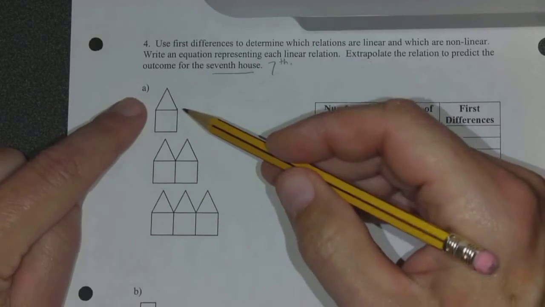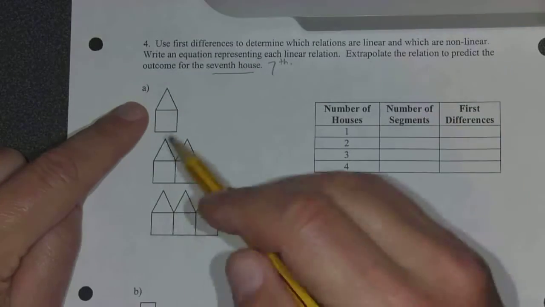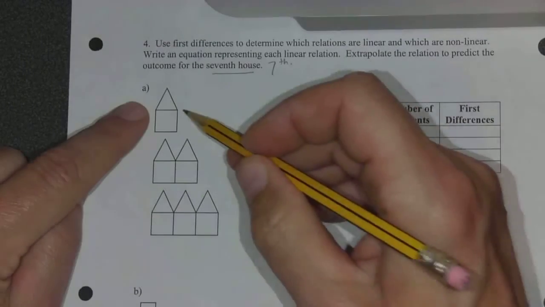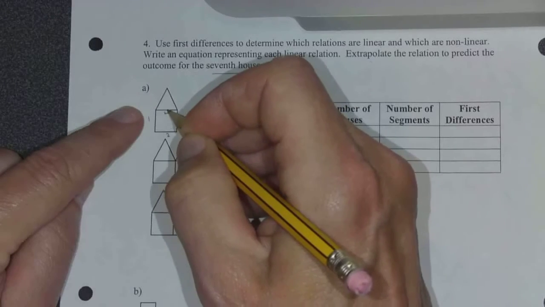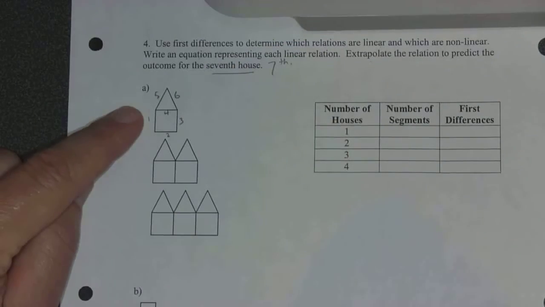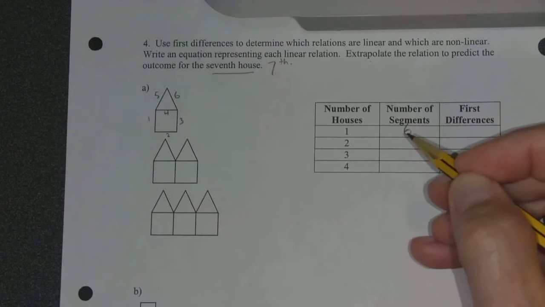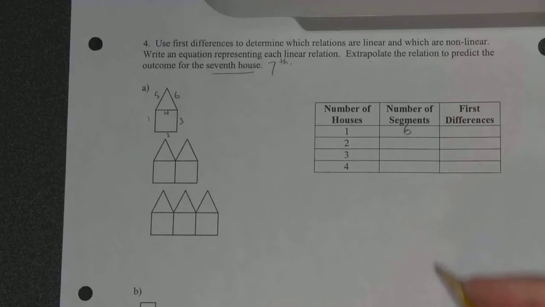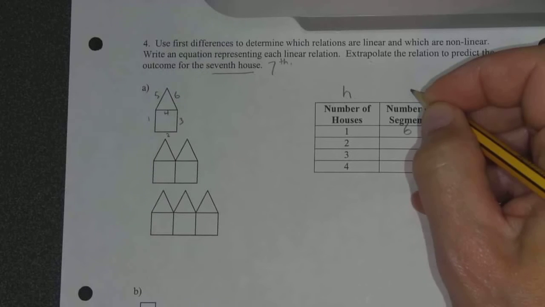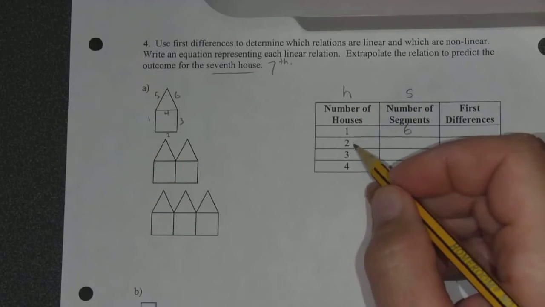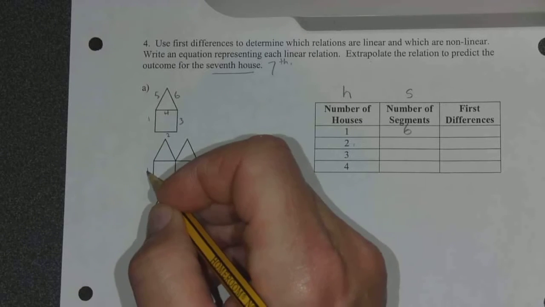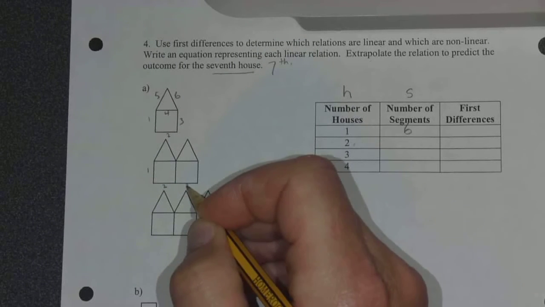So look what this says over here. It says in A, how many segments do you need to build one house? So let's just count. 1, 2, 3, 4, 5, 6. Okay, so you need 6 segments to build one house. Let's call this small h, okay, for house, and let's call this S. Make sure it's an S and not a 5 for segments. And we're going to use these variables after in our formula. So how many for 2 houses? Let's do this. 1, 2, 3, 4.